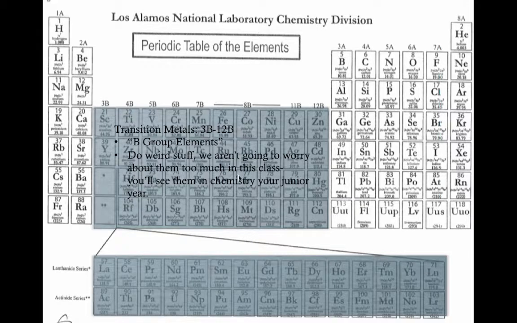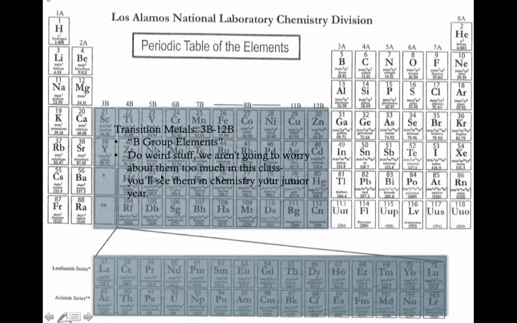You are going to color in 3B through 12B, this whole section here, just lightly shade this in. You'll also be shading in these guys down here because these plug in right here, so they're all technically one group together. Now this group, going from 3B all the way over to 12B and including the lanthanides and actinides, are called transition metals. We also call these B group elements.